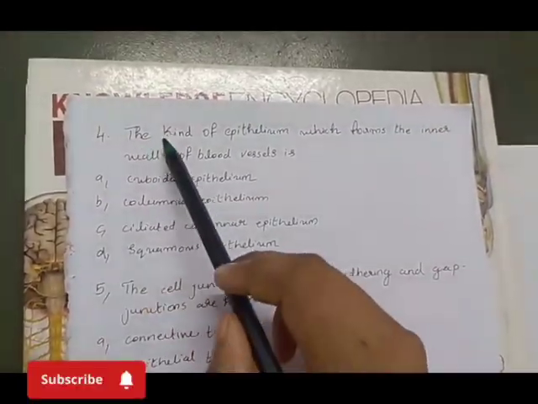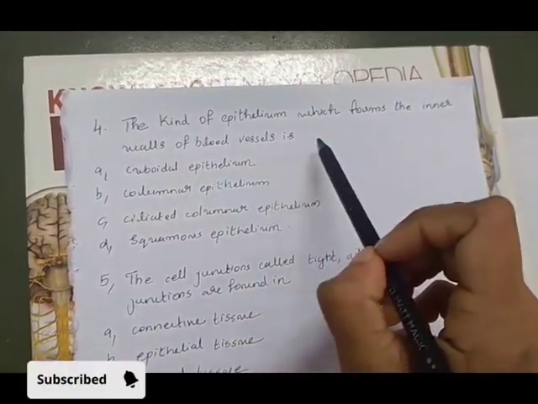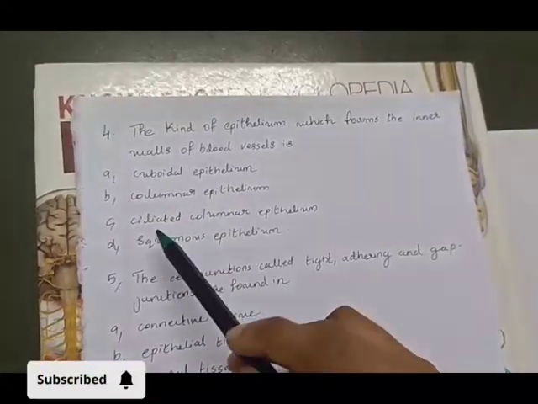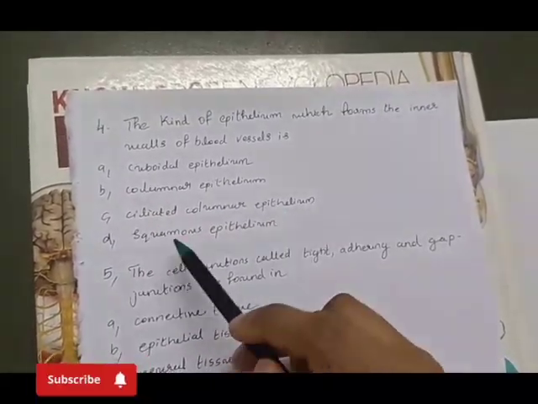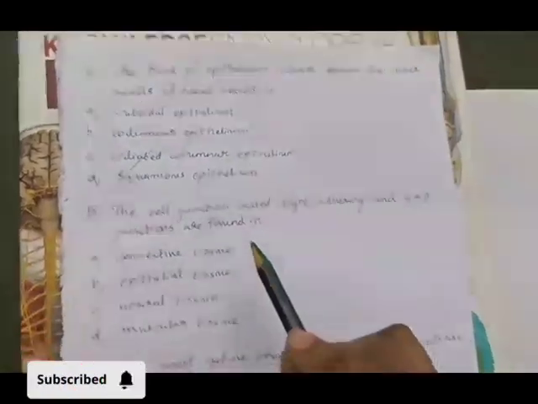4. The kind of epithelium which forms the inner walls of blood vessels is A. Cuboidal epithelium, B. Columnar, C. Ciliated columnar, D. Squamous epithelium. Option D, squamous epithelium.